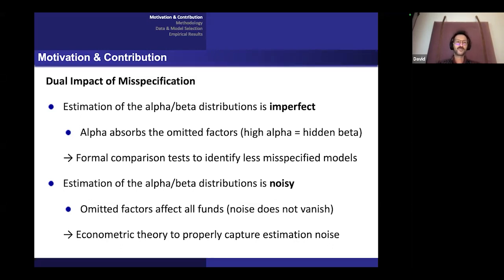The other problem that you have with misspecification is that the alpha beta distribution that we will get will be noisy. Noisy in the sense that the omitted factor that is not present in your set of factors in your regression model will impact all the funds' residuals. And as such, there won't be any diversification in the cross section. So the noise will not vanish. And for that, you need the proper econometric theory to see exactly what's going on when you don't have this vanishing property as n grows large, and how you can come up with a proper sound theory. And this is a major part of the paper that is developed.